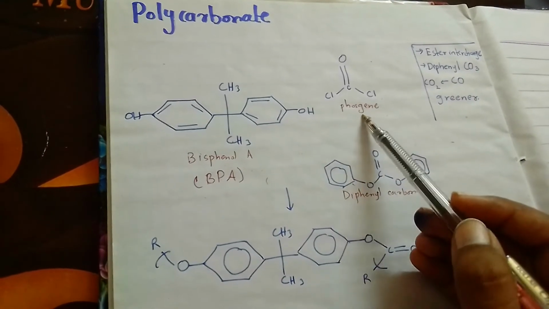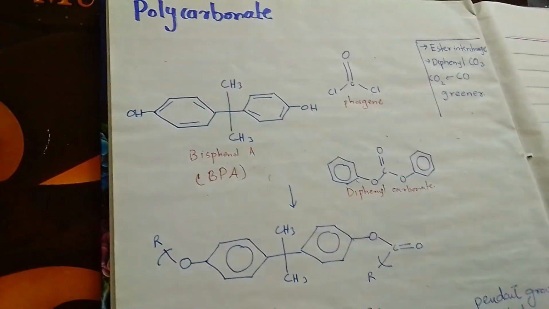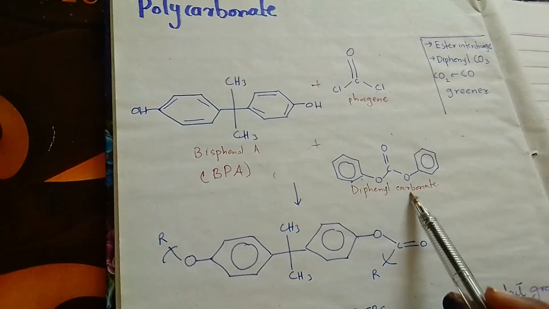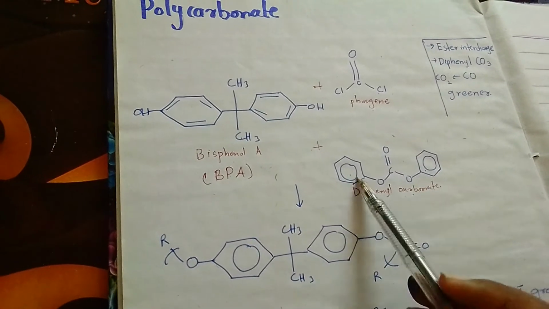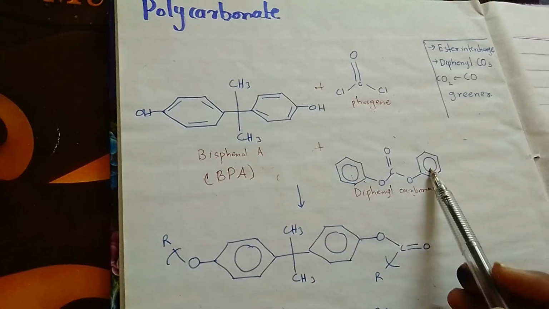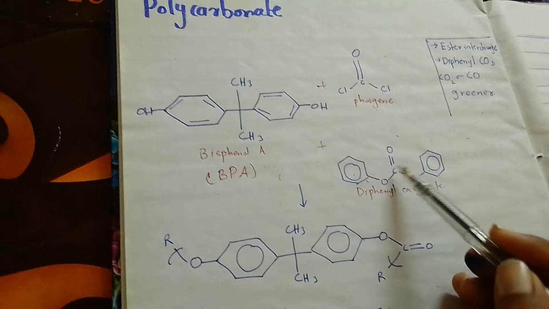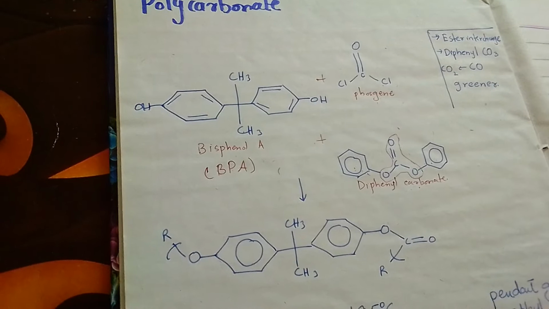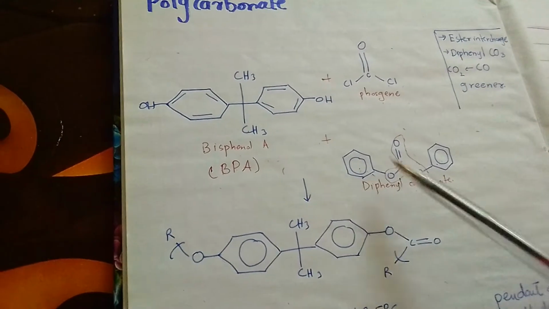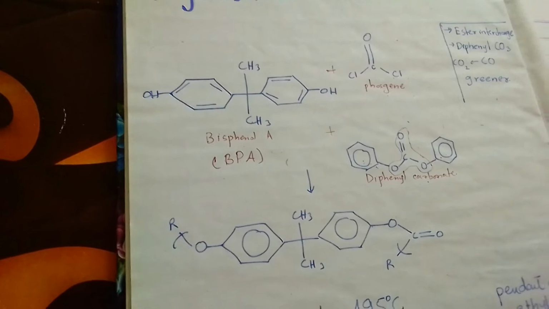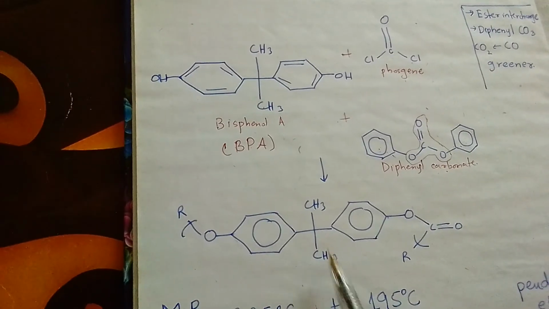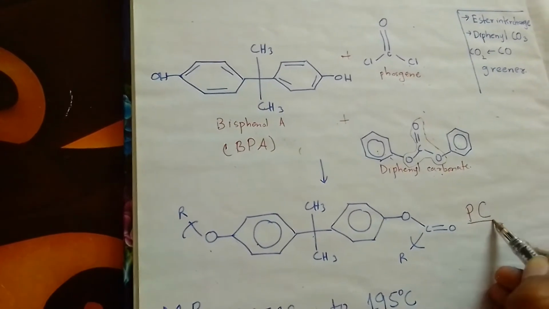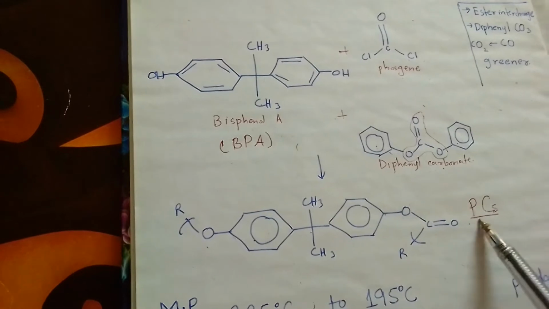Now this is phosgene, C double bond O Cl2, and there is one more, diphenyl carbonate. There are two phenyl groups, like benzene rings, also known as phenyl groups. So that's why diphenyl and CO3. We know that CO3 is the carbonate, so diphenyl carbonate. When we take these, there is basically a formation of polycarbonates. So this one is the structure of polycarbonates, PC. We can say PC as polycarbonates.